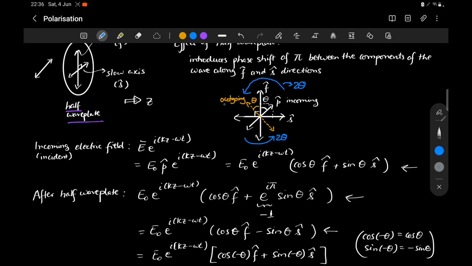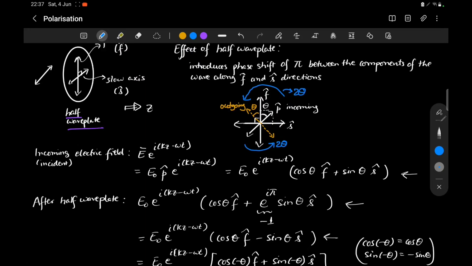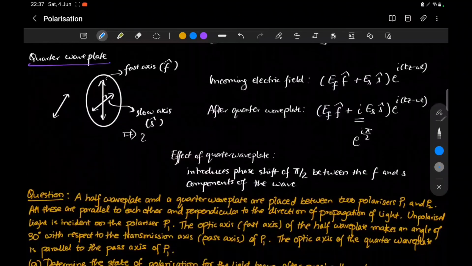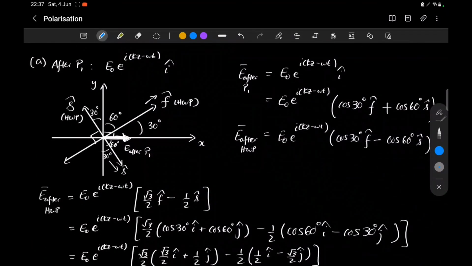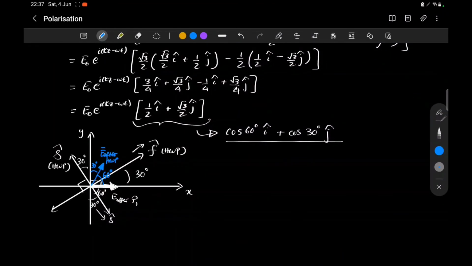This was our incoming electric field and this was our outgoing electric field, and we see that the polarization has been rotated by an angle of 2 theta due to the half wave plate. We see the same happening over here. The half wave plate was making an angle of 30 degrees with the incoming polarization, which was after P1. So this has been rotated by 2 theta, that is by 60 degrees. So 30 degrees was our theta.